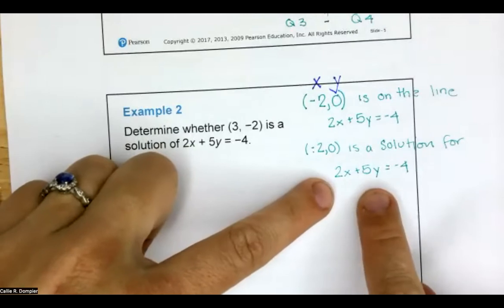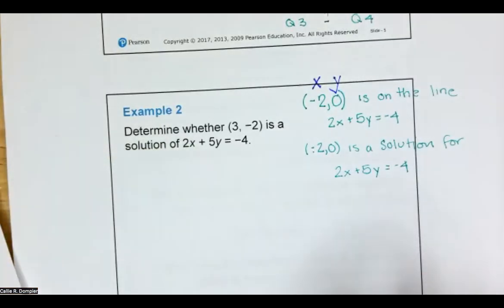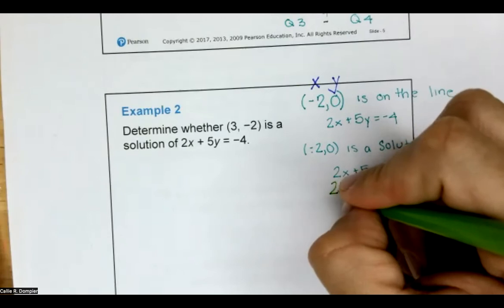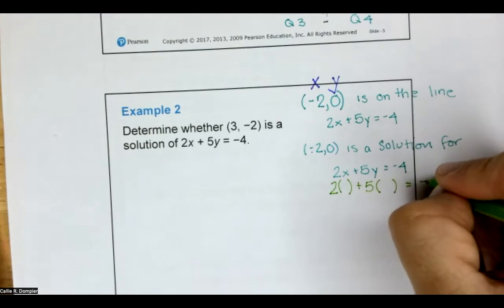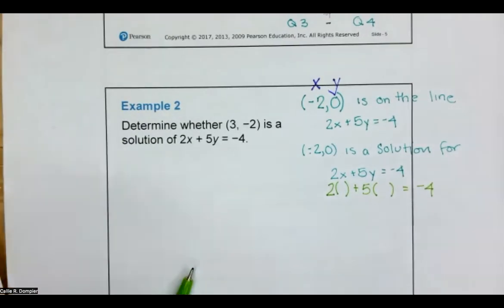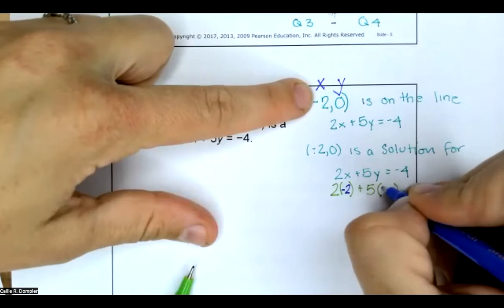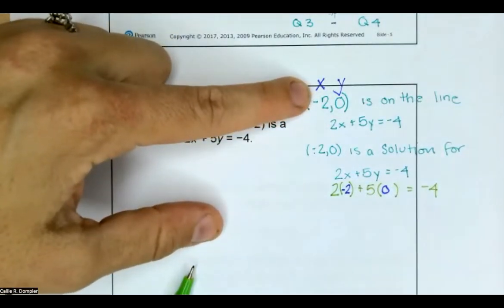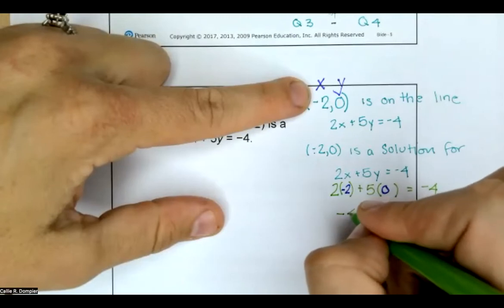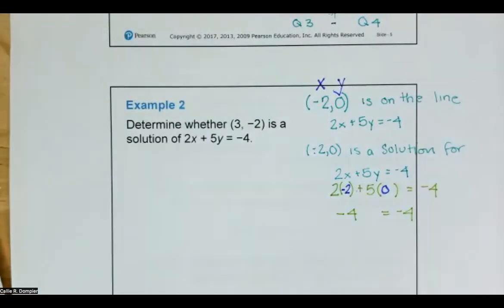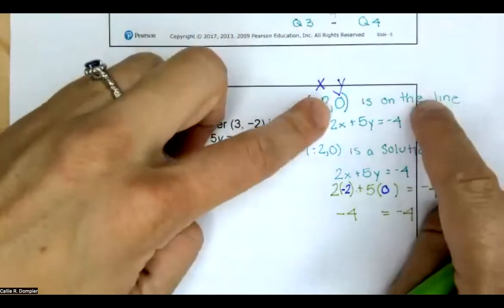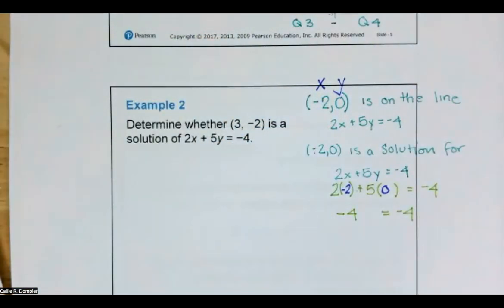It's a solution of 2x + 5y = -4 because if I write this, and instead of putting in x and y, I put in -2 and 0, I'm going to get a true statement. 2 times -2 is -4, 5 times 0 is 0, -4 equals -4. It will be true because that point is on that line. That means it is a solution for 2x + 5y = -4.